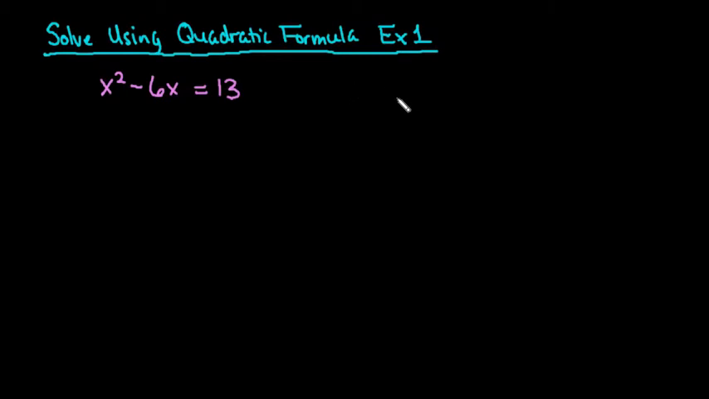Hi! For this video, we are going to solve a quadratic equation using the quadratic formula. Regardless of which method you use for solving, whether factoring or the quadratic formula, you do need to get it in standard form first, where it's in the form ax squared plus bx plus c equals 0.